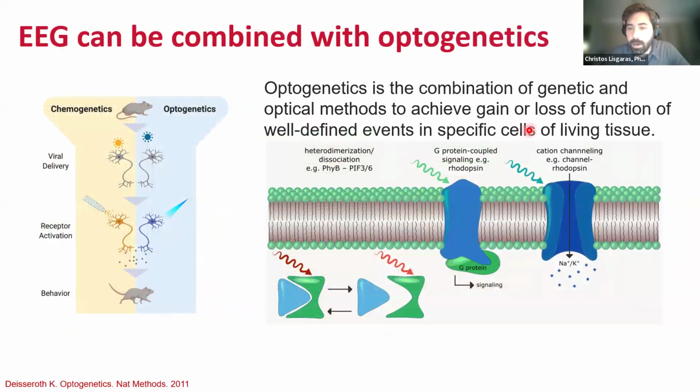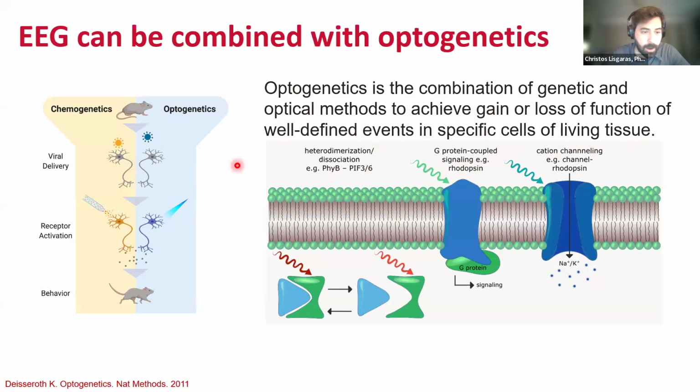So in the next few slides, I'm going to be describing how the EEG can be combined with other approaches. So the first approach that I'm going to be talking about is optogenetics. Optogenetics is a combination of genetic and optical methods to achieve gain or loss of function of well-defined events in specific cells of living tissue. So essentially, how it works.